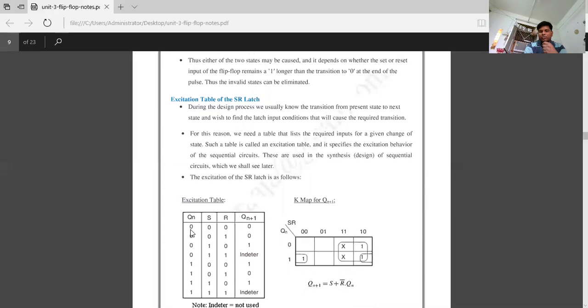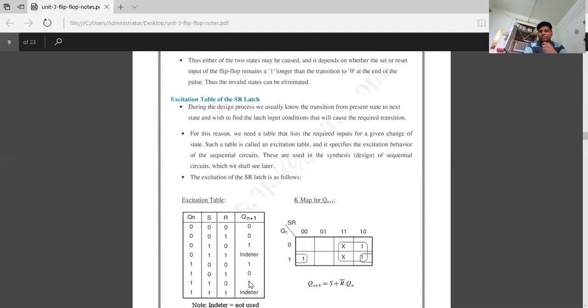When Qn is equal to 0 and SR is 0 0, then what is the next state? It is 0. When 0 1, also 0. When 1 0, it is set, which means 1. When 1 1, it is the indeterminate state. So again, for present state 1, the combinations 0 0, 0 1, 1 0, 1 1 follow the same pattern.